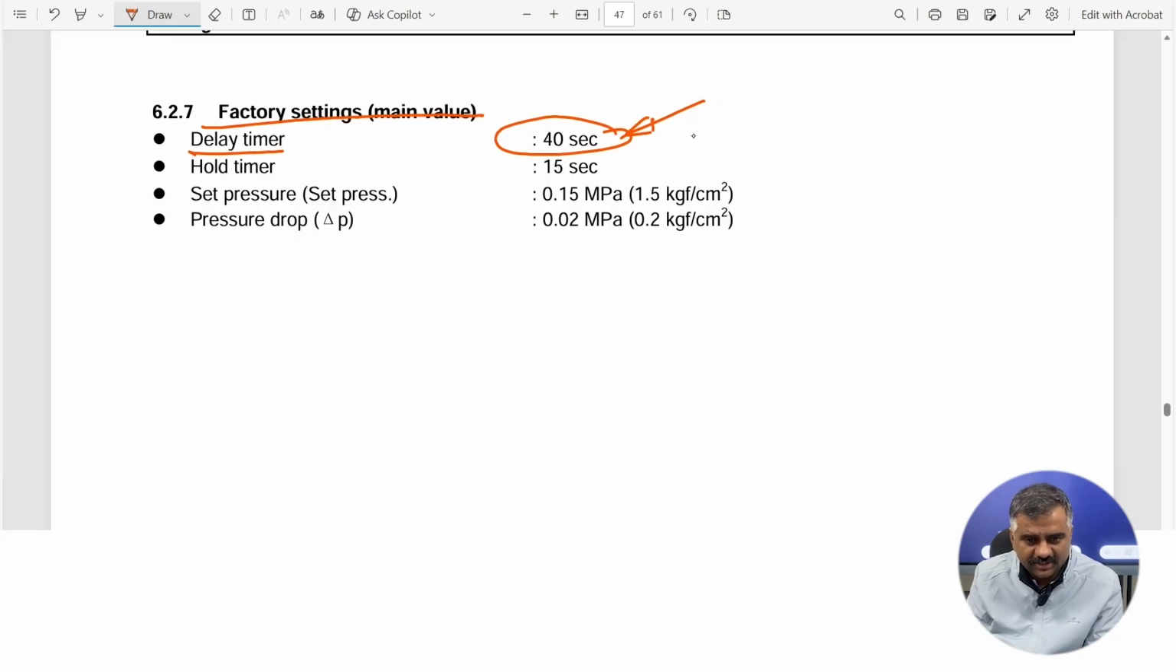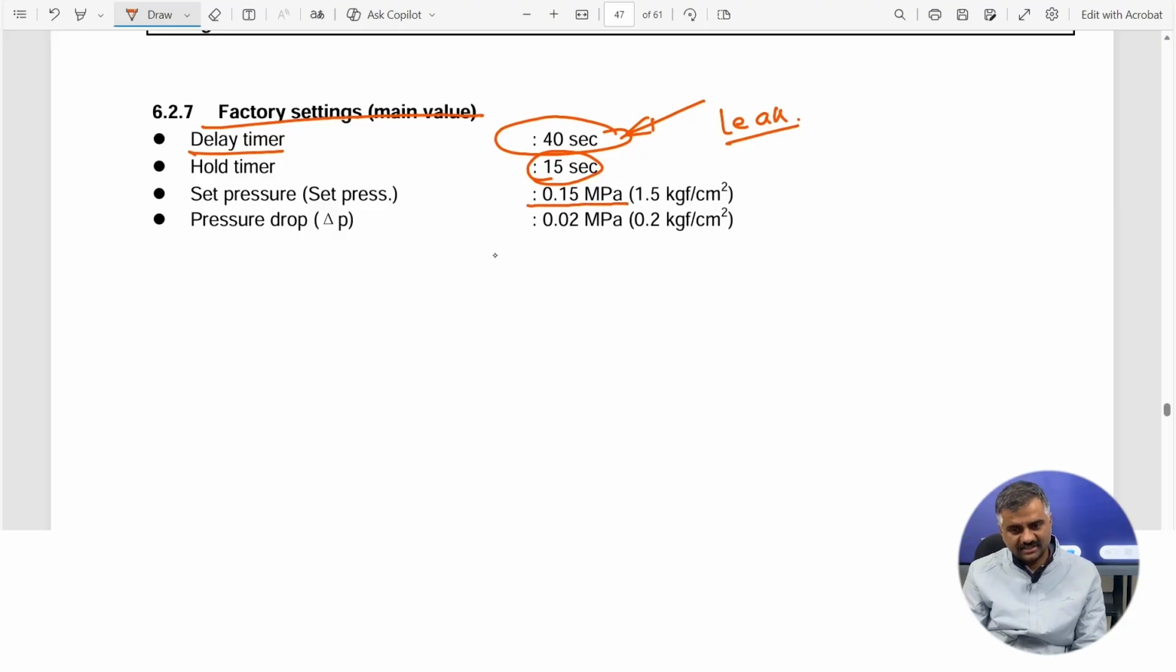Okay, set pressure is 1.5 bar and the pressure drop delta P allowed is 0.02 megapascal, 0.2 bar. Okay, so that's all for the leakage monitor. We will move to the next section in the coming lecture.